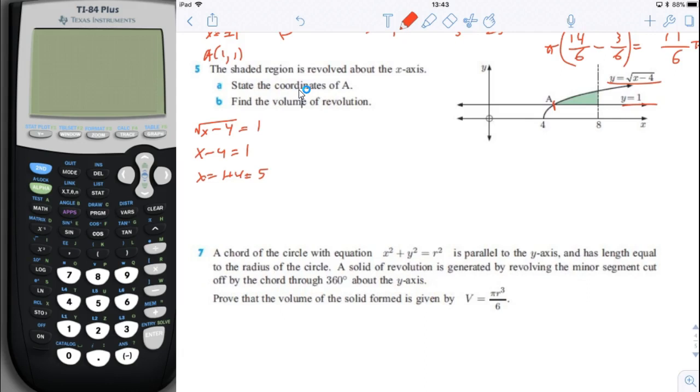Let's see. That makes sense. This looks like x equals 5, right? And then to find out what y is, we plug it into either equation. Well, actually, this equation, y equals 1, says that y is always equal to 1. So our coordinate for A would be 5, 1.